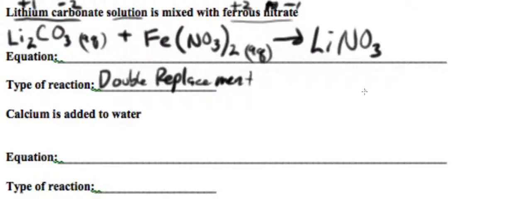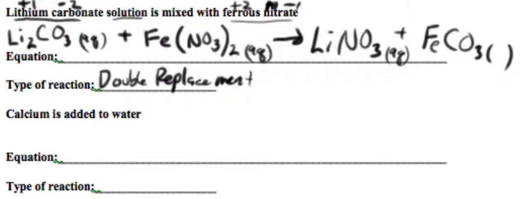So those go like that, and we'll deal with the 2 later. That's very important, but we'll deal with it in a minute. And then lastly, the iron, that's got a +2 charge, is going to go with the carbonate. So these 2 compounds, basically lithium and iron, change last names. What's important here, though, is to remember that iron 2 or ferrous carbonate is not soluble. So that's what makes this a reaction. If it weren't for that, this would be no reaction.